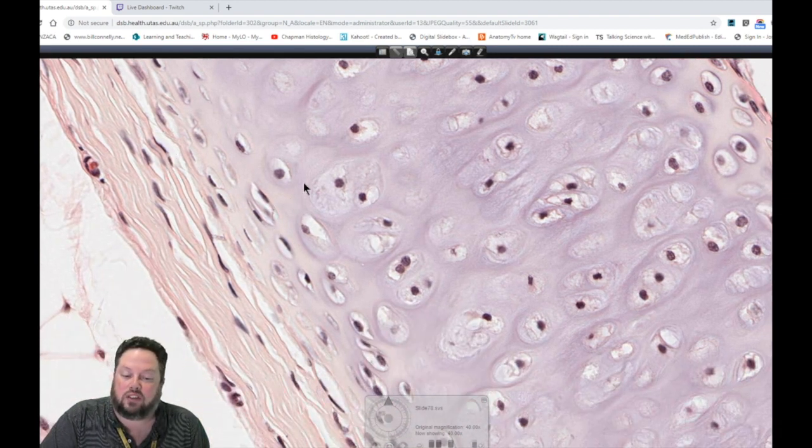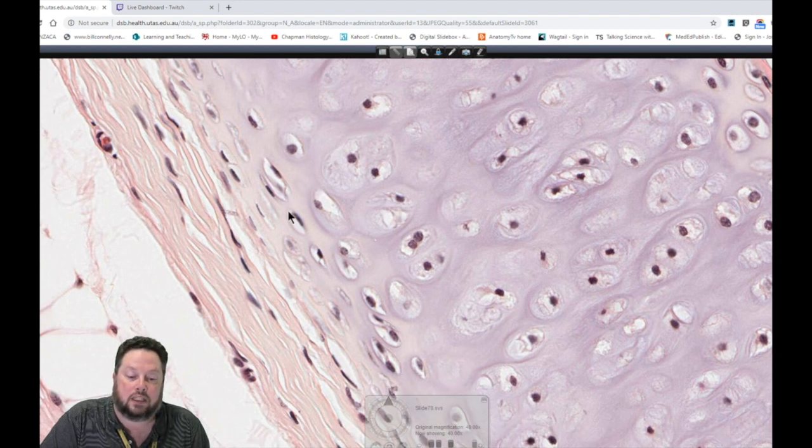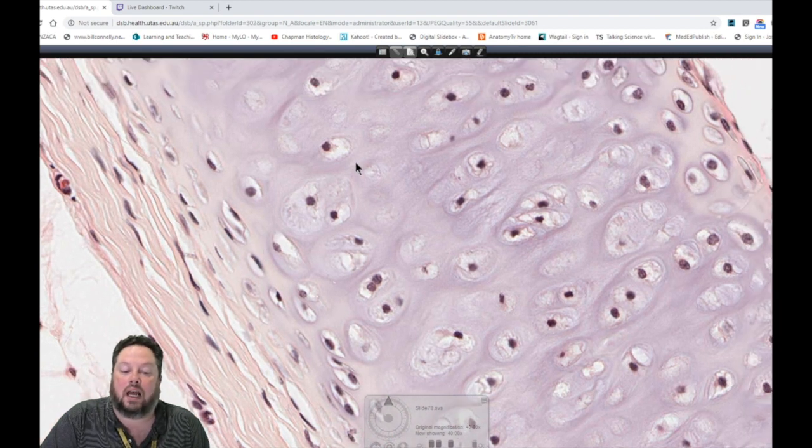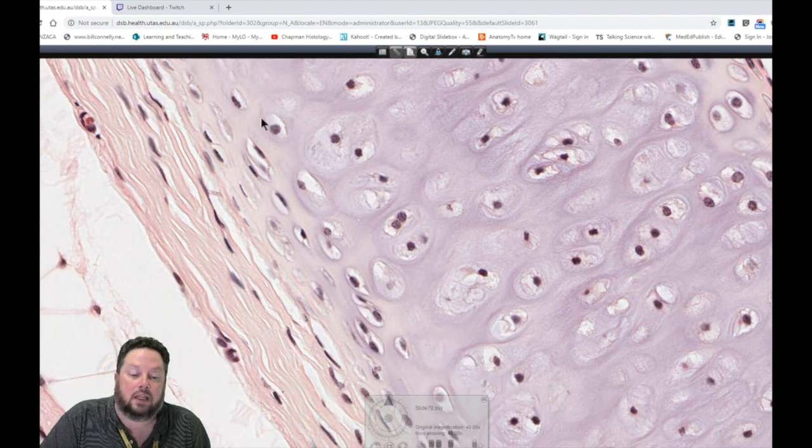You might notice a slightly different appearance in staining between this matrix here and this one here. You can hopefully see it's a paler, less blue kind of stain. It's almost like a slight pinkish colour. And then once it's out here, it's the more mature purpley stain. That's because these cells here are actually making the new extracellular matrix. These are the chondroblasts, the newly differentiated chondroblasts from the chondrogenic layer of the perichondrium.